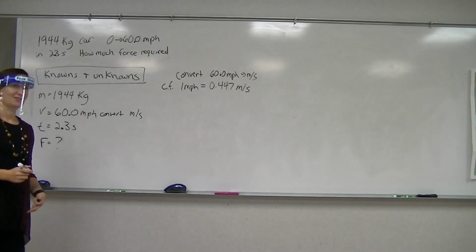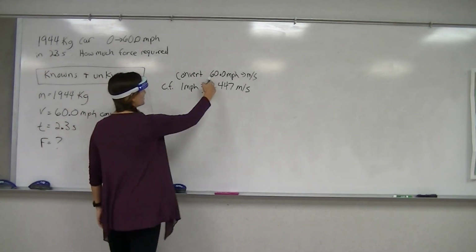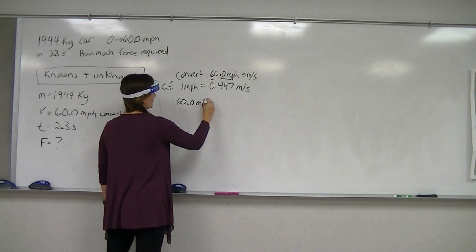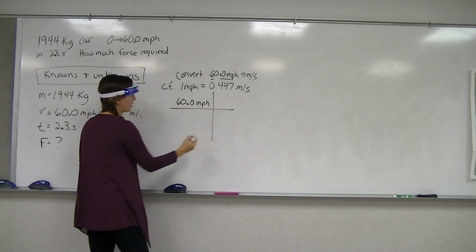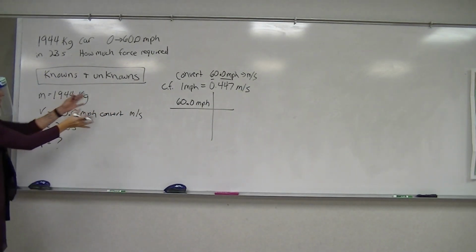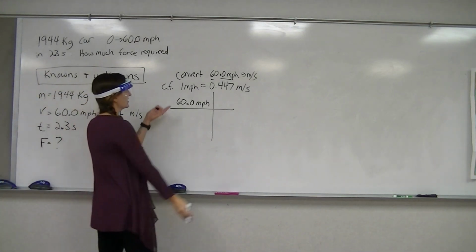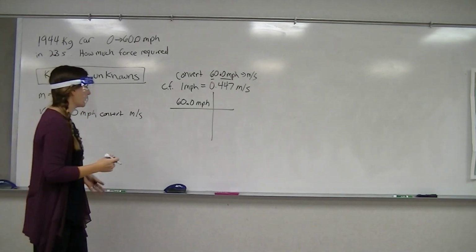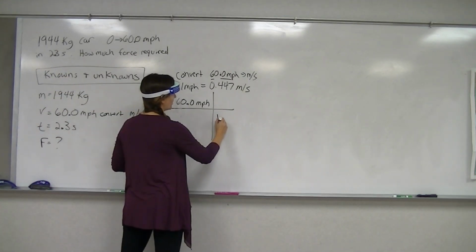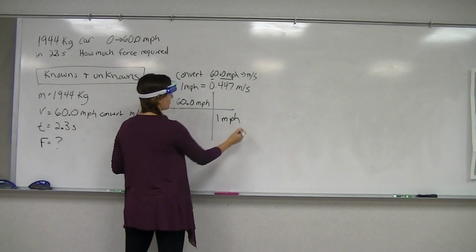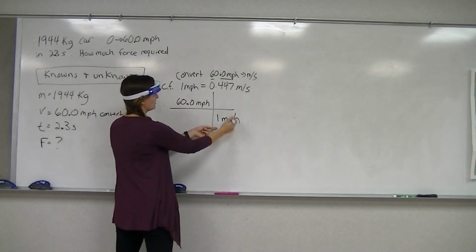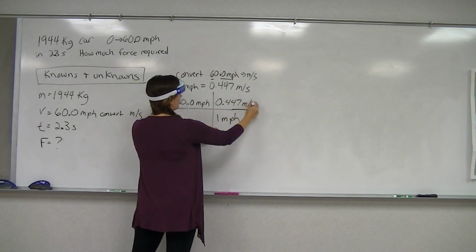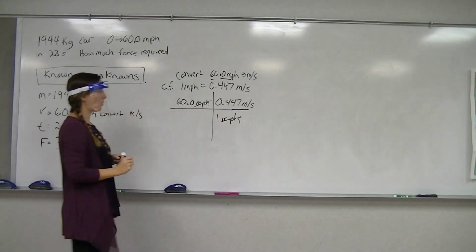So when we do conversions, this is all the way back in chapter 1, you start with the number you're trying to convert. So I'm trying to convert 60 miles per hour. That's what's going to start your plus sign, your railroad tracks, your dimensional analysis. Then you're going to take the conversion factor and put it here, and figure out what goes on top, what goes on bottom. You're trying to cancel out what you don't want. So we're trying to get rid of miles per hour, so I'm going to put the 1 mph on the bottom. On the top, I'm going to put the 0.447, because that's the meters per second. That's what I want.